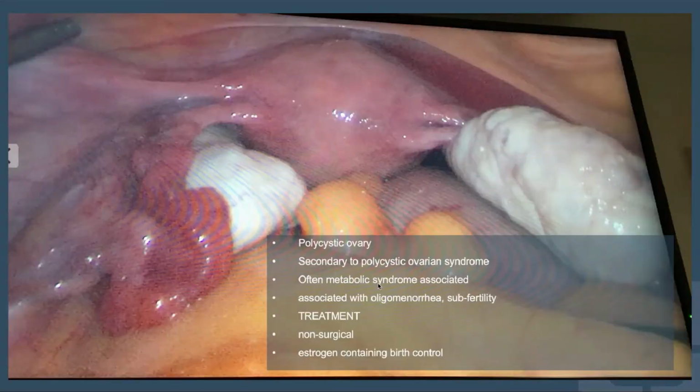These big, large but normal appearing ovaries are often polycystic ovarian syndrome. Oftentimes a metabolic syndrome is associated, meaning hyperlipidemia, increased blood sugars, pre-diabetes, and obesity. Oftentimes associated with oligomenorrhea or subfertility. Treatment is non-surgical, usually an estrogen-containing birth control or fertility treatments involving clomiphene citrate or letrozole.